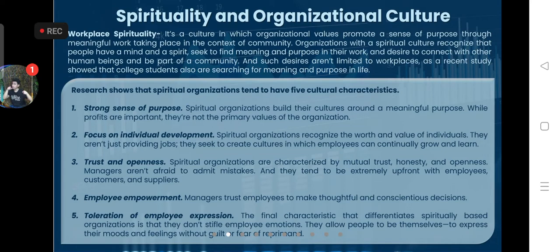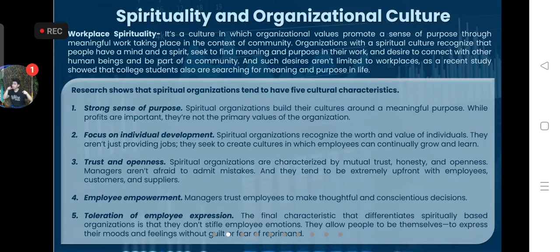So let's have the trust and openness in a workplace. Spiritual organizations are characterized by what we call mutual trust, honesty, and openness. Managers should not be afraid to admit mistakes, and they tend to be extremely upfront with customers, employees, and suppliers.